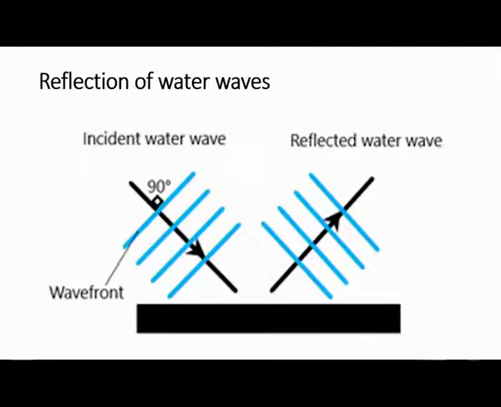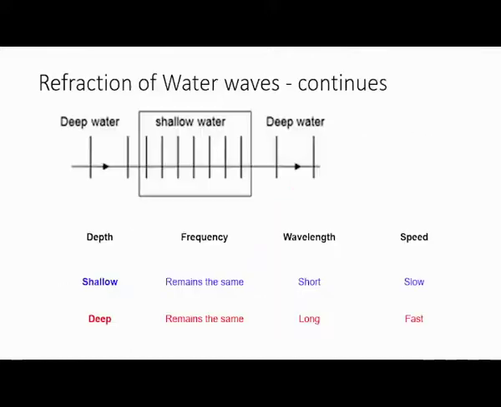As you can see, the space between the wavefronts represents the wavelength. So we can see that the wavelengths remain the same during reflection. Only the direction changes. The next diagram shows the refraction. This is now the movement of water from deep to shallow and then from shallow to deep.